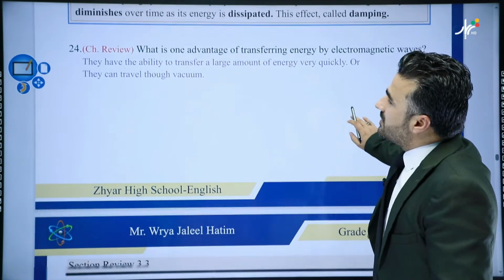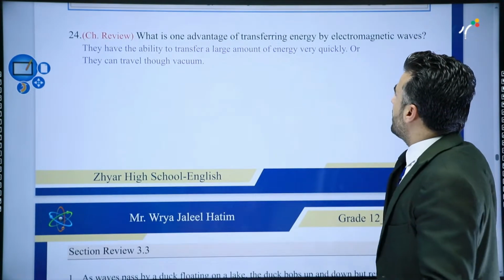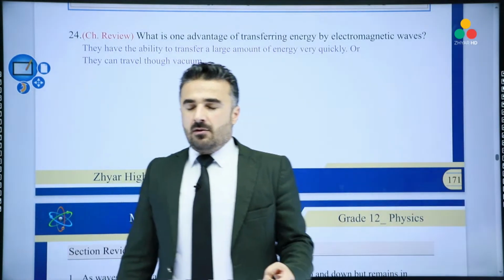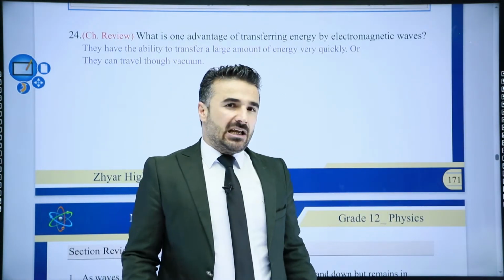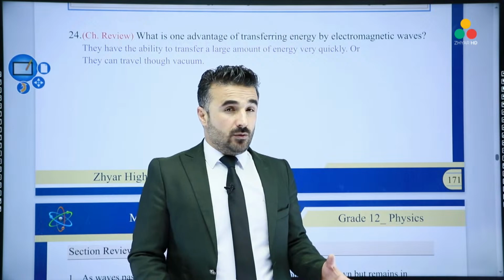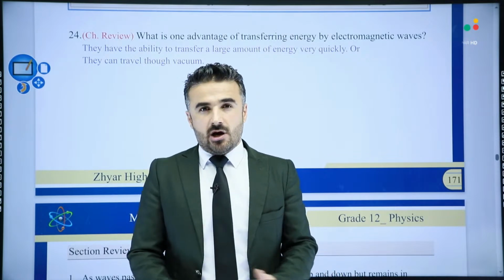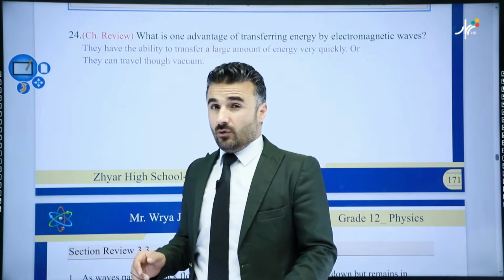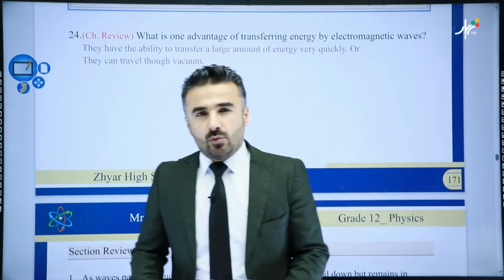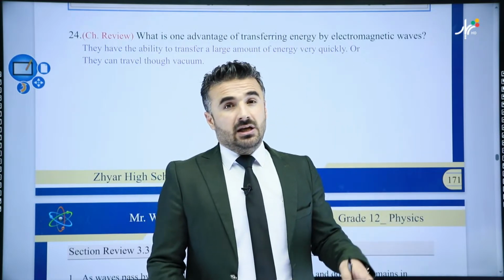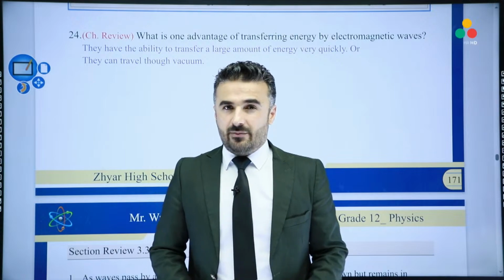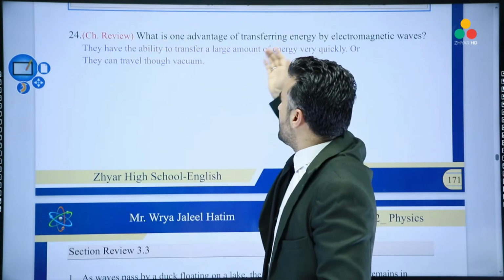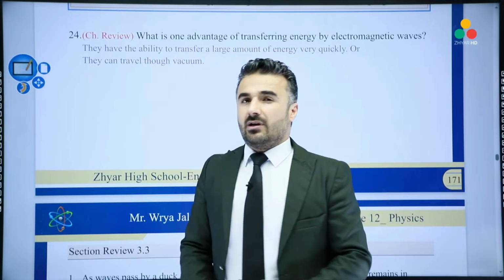It says, what is one advantage of transferring energy by electromagnetic waves? Remember, one thing that electromagnetic waves have, which mechanical waves or longitudinal waves do not have, is that they can travel so fast. That is one thing. Second of all, electromagnetic waves can travel through space without a medium, where longitudinal waves cannot. Or we can say their ability to transfer a large amount of energy very quickly. That is one.